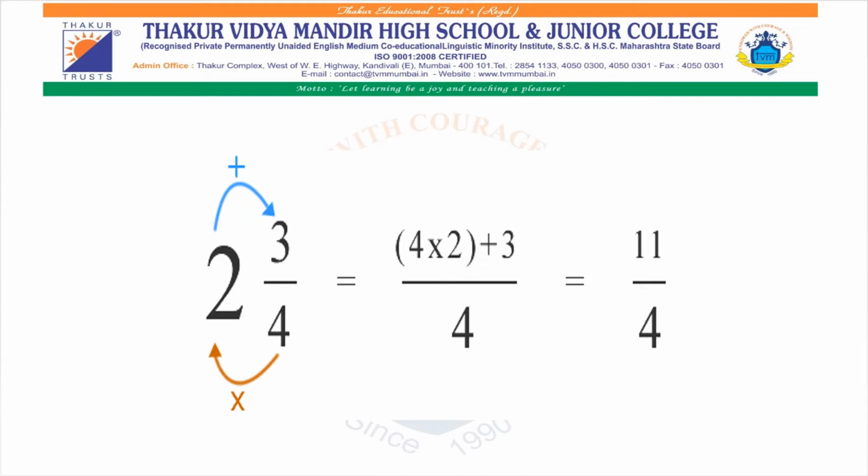So here with the arrow I have shown 4 into 2, you're going to multiply it. 4 into 2, what will you get? 8. To 8, you're going to add what? The numerator. So 4 into 2 plus 3 upon the denominator as it is, upon 4, is equal to 4 twos are 8, 8 plus 3, what will you get? 11. So 11 upon 4. So you have converted the mixed fraction into an improper fraction. See how you have converted.